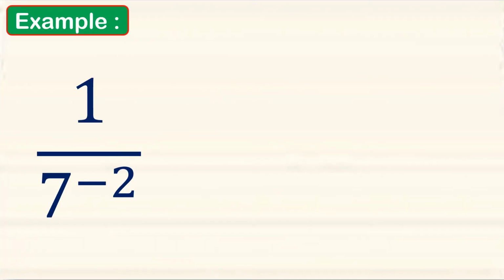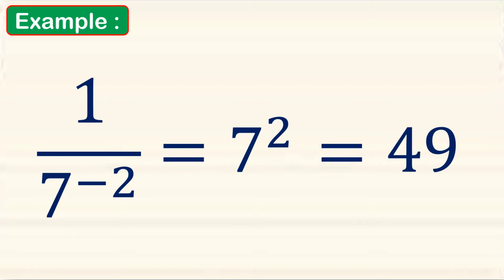Now let us have another one. So 1 over 7 to the negative 2. So in here, the reciprocal of 1 over 7 is 7, and we take the positive exponent, which is 2. So 7 squared is 7 times 7. So we get 49.